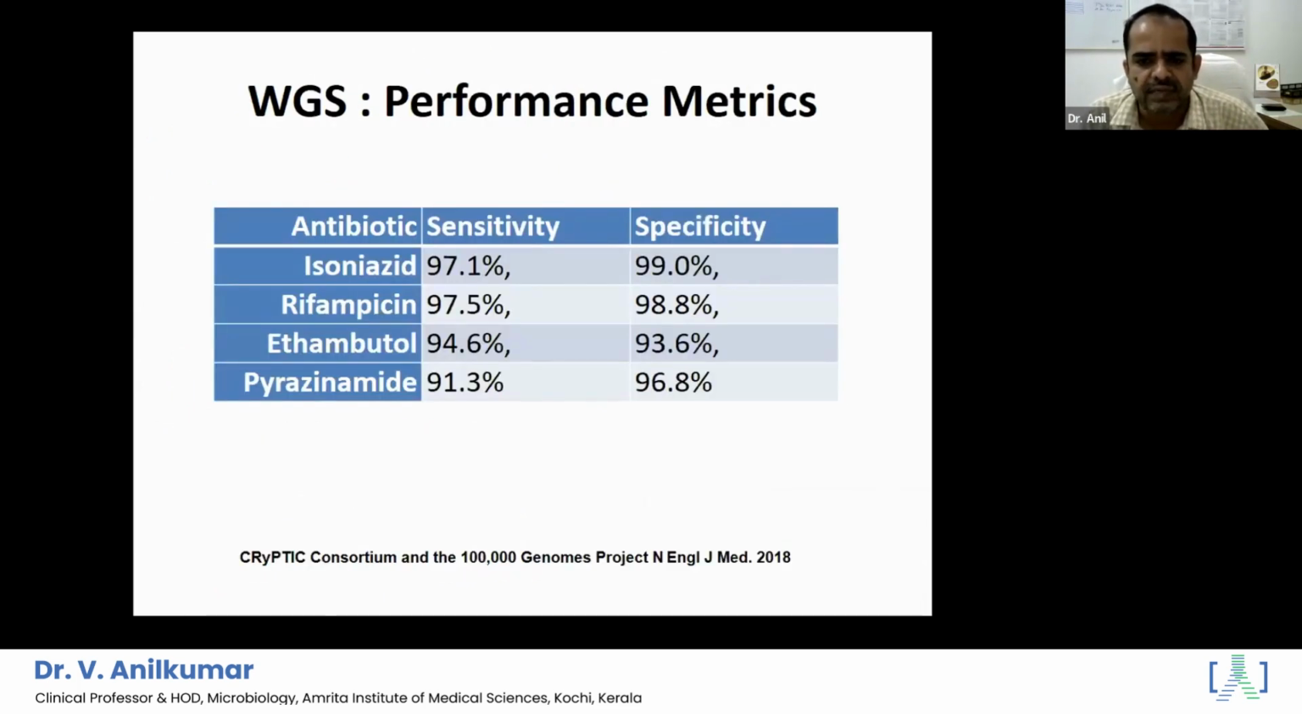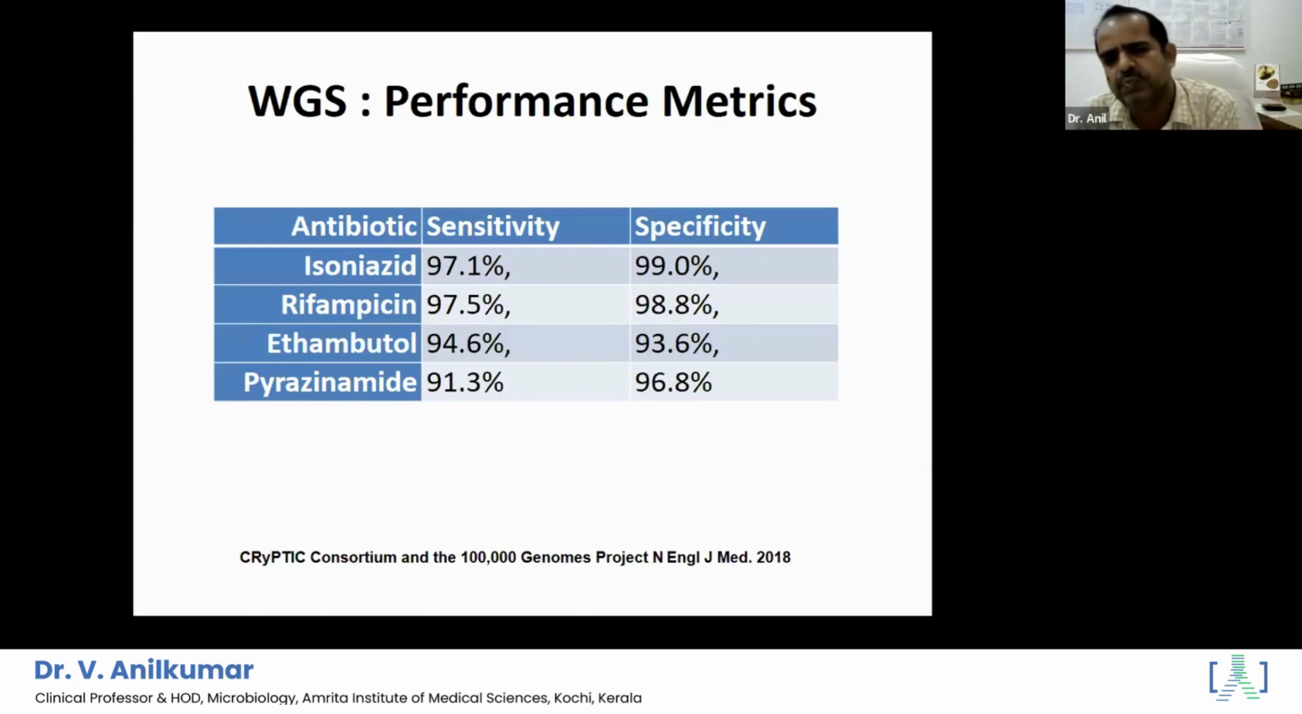Published data from Western literature shows that the sensitivity and specificity of WGS when compared to the gold standard DST is very, very good: 97%, 99% for isoniazid, rifampicin, ethambutol. Everything is more than 90%. But if you look at the Indian data, the sensitivity is somewhere around 70 to 80%, specificity also from 70 to 80%, because the gold standard DST may not be as great as what is used in the Western countries.